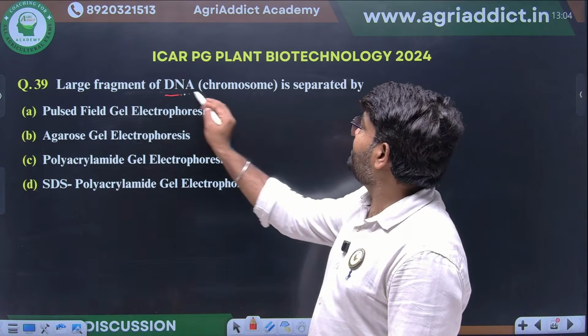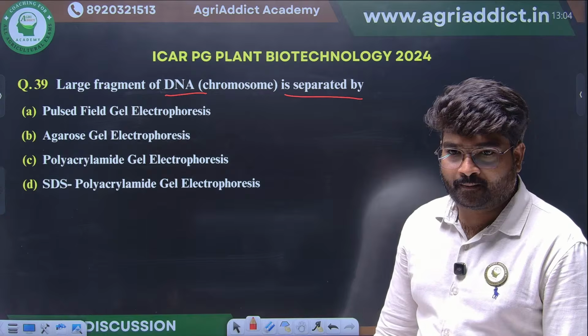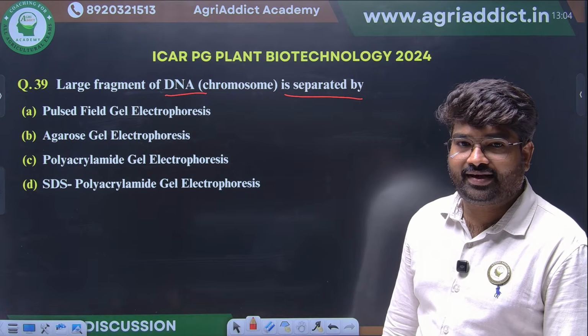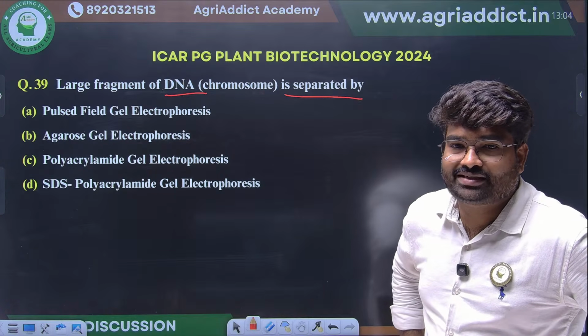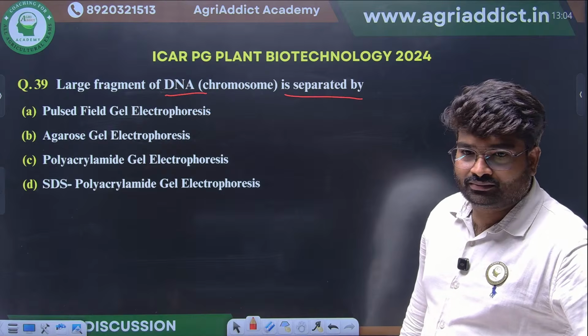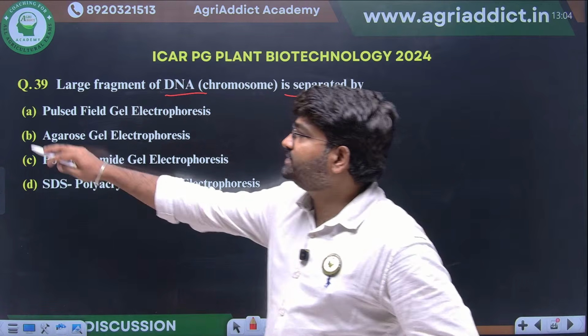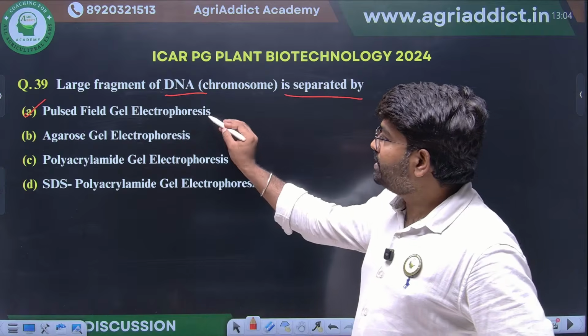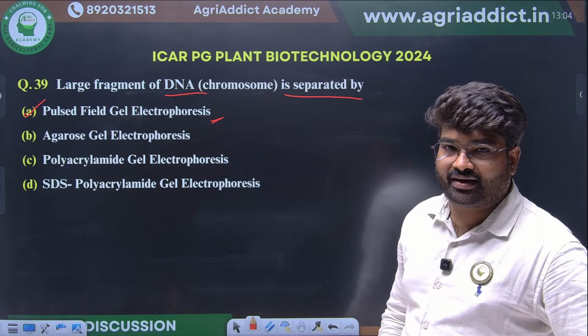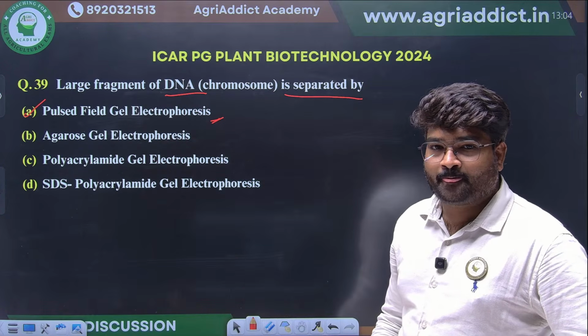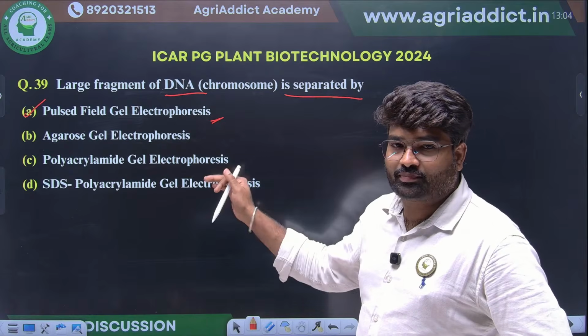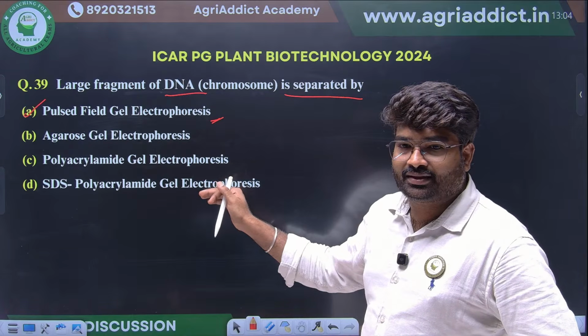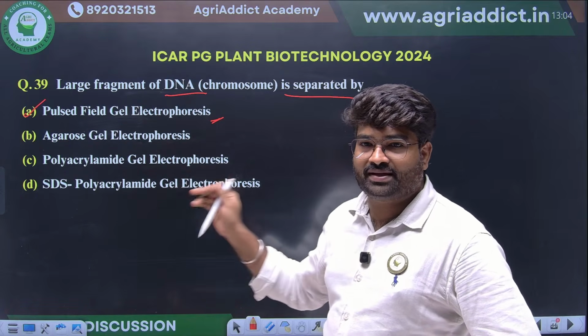Large fragments of DNA, our chromosome, are separated by which technique? Yes, this we have already seen. Pulse field gel electrophoresis can be used. Here, large fragments of DNA can be separated, and the entire chromosome also can be separated. In agarose and polyacrylamide gel electrophoresis, we can't resolve large fragments.